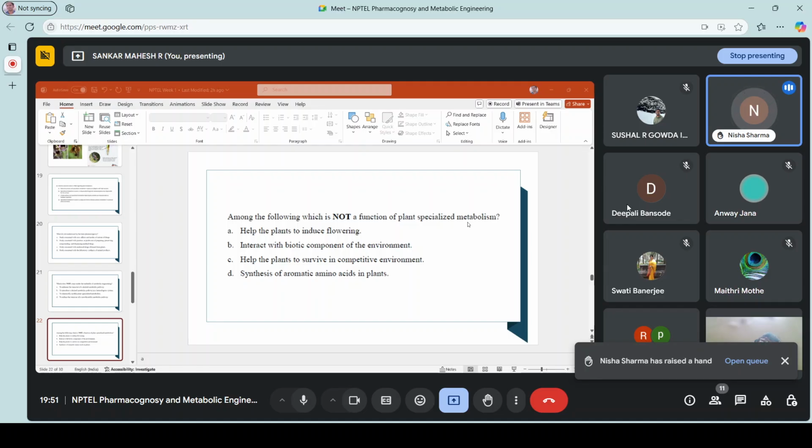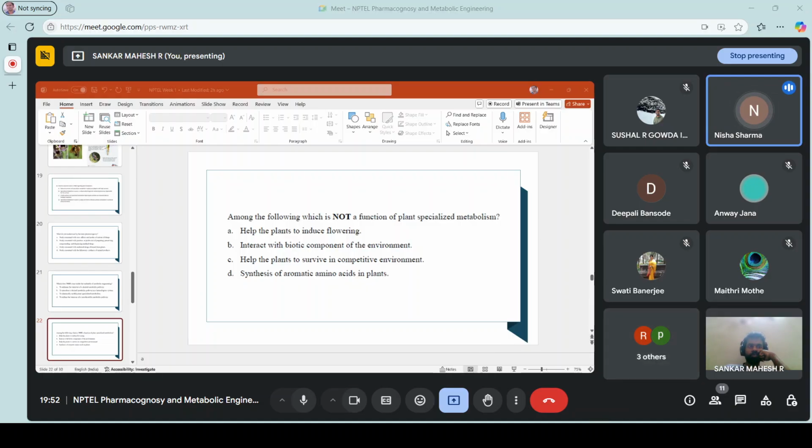Interact with biotic component of the environment is not a function of plant specialized metabolism? So, secondary metabolites are produced under some stress as a defense mechanism of a plant. So, if some environmental stress is there, obviously the secondary metabolites will be produced. So interacting with the biotic component of the environment is a function. Same with C, that is helps the plants to survive in competitive environment. Yeah, this is also correct.